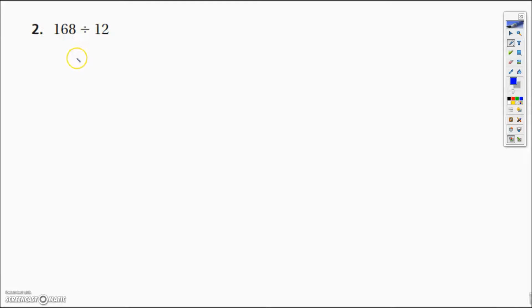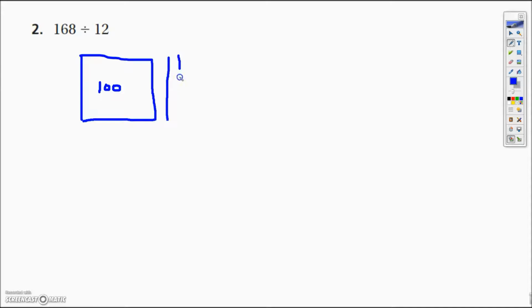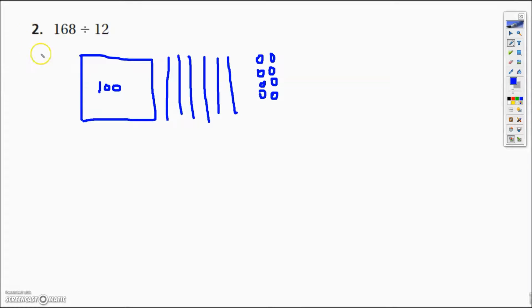168 divided by 12. So let's say I start out with 168, so I'm going to start out with a big square that stands for 100. And then I draw 6 sticks. Each one of these stands for 10. And then I draw 8 circles. Each one of those stands for 1, so it's 168. So I'm going to divide that into groups of 12.